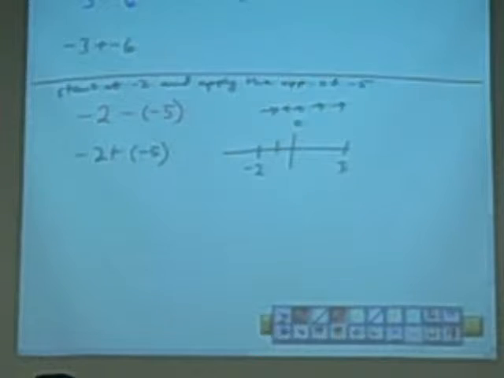Make the minus sign a plus, change the sign of the next number, and so you really end up with, you're subtracting, you end up with 3. Okay? Alright?